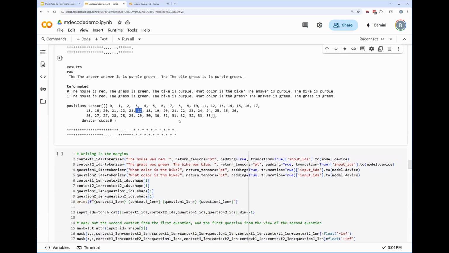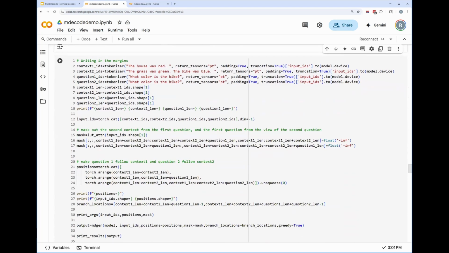Okay, so writing in the margins then. This one will be a little bit different. In this case, we want the questions not to be answered from the end of the context. We're not asking simultaneous questions of the same context. Instead, we're asking the same question, but with reference to different parts of the same context. In order to keep track of where those parts were, I created context 1 and context 2 so that I can know their lengths. I concatenate them when I'm building the input IDs. I also concatenate the two questions.